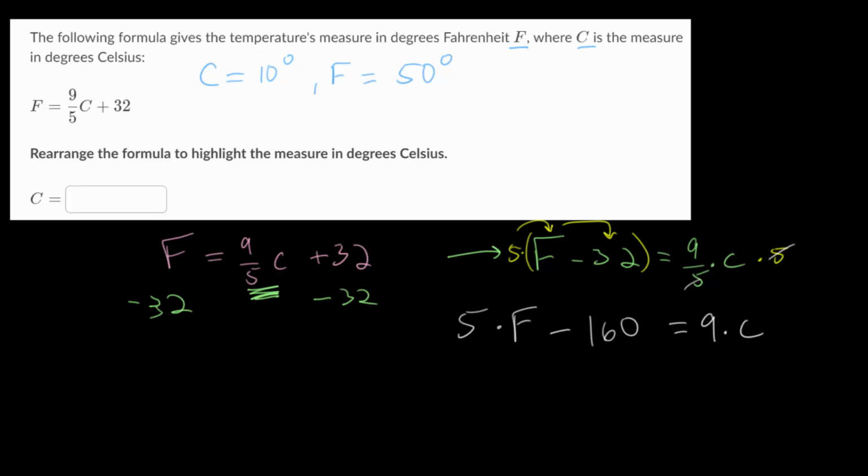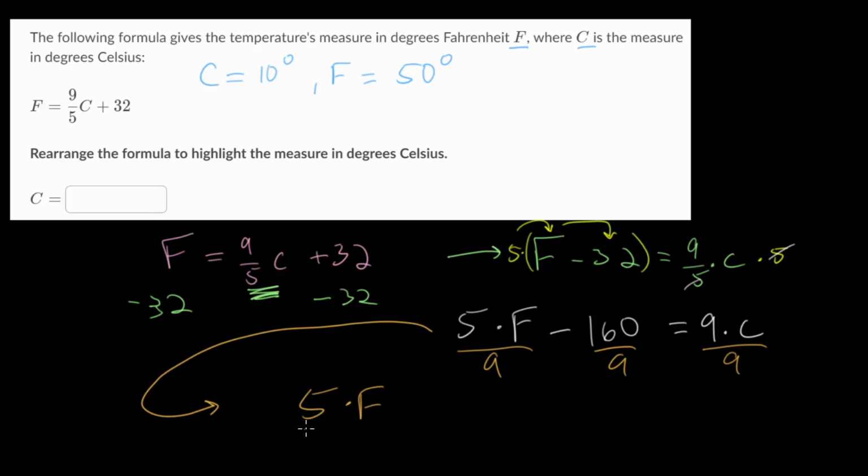And at this point, we simply need to cancel out this multiplication by 9 so that we can get c by itself. And to cancel out multiplication, we will do the opposite. We will divide, and we will divide everything by 9. So remember, when carrying out division or multiplication, you must do it to every term. And we can just rewrite this as 5 times f divided by 9.